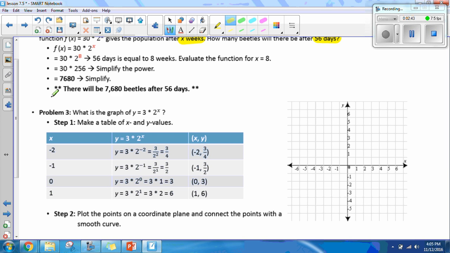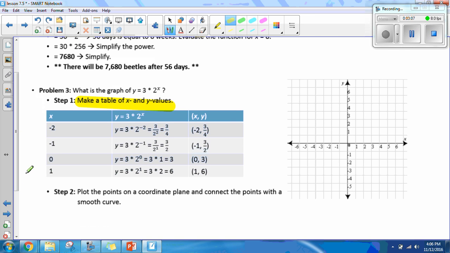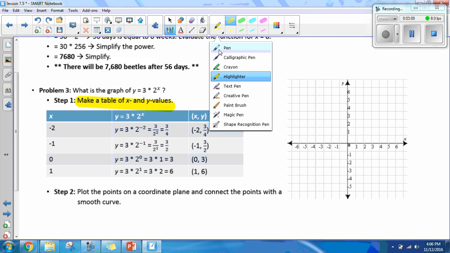What is the graph of y equals 3 times 2 to the x power? First, you need to make a table of x and y values. So pick negative or positive numbers, plug those numbers into the function, figure out your y values, and create a list of your coordinates. Once you do that, you plot the points on a coordinate plane and connect the points with a smooth curve.